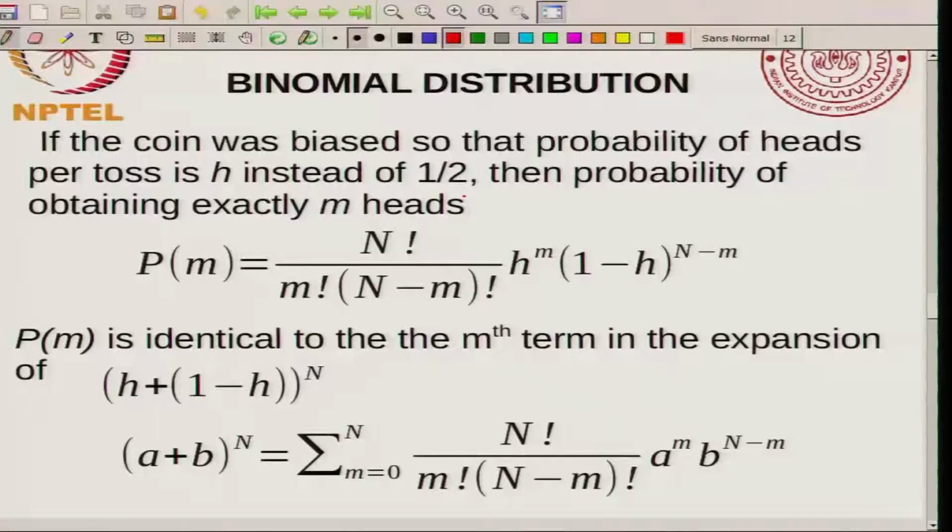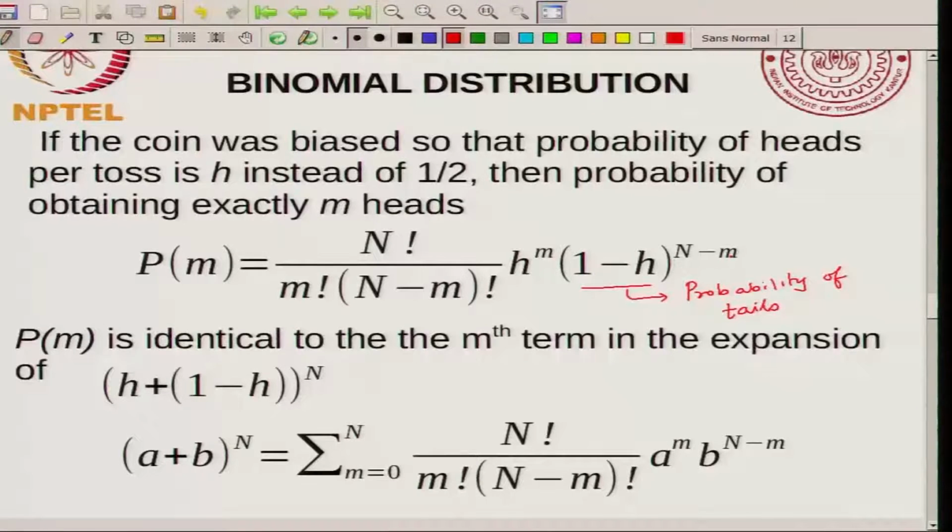Now, by the same argument you can show that the probability of obtaining exactly m heads is this factor, where instead of half raised to n you have h raised to m and 1 minus h raised to n minus m. So, 1 minus h is nothing but the probability of getting tails. The probability that your coin shows tails when you toss it is just 1 minus h, and notice that you have n minus m tails. If you have to have exactly m heads, you have to have m heads and n minus m tails. And this is called the binomial distribution.